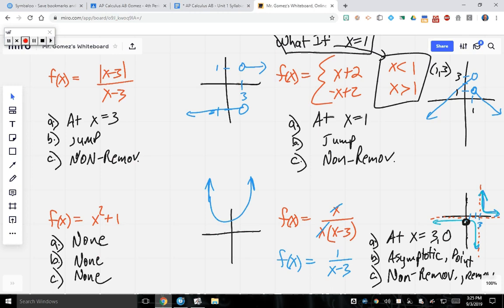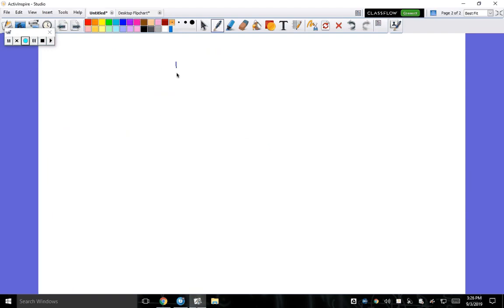Let me understand his question. He's saying, does it have to cross the x-axis to be discontinuous? It doesn't have to. It could be anywhere, right? It could be a graph that looks like this. So let's say that this is shown here.